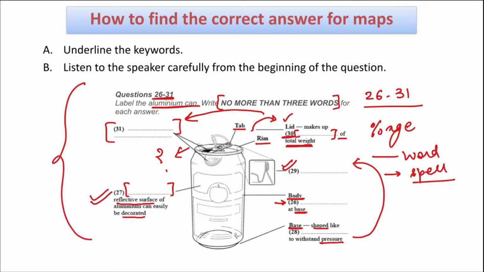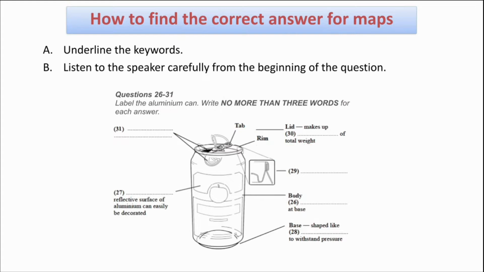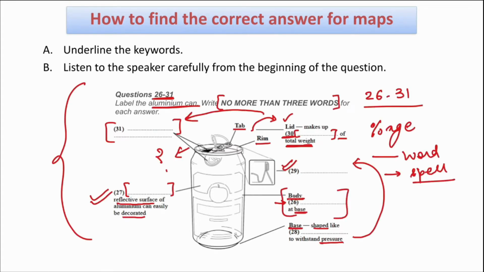I have taken a lot of time to make you understand how you will mark the keywords, but for you, only 30 seconds will be provided before the map finding. So you need to mark the keywords very fast and then listen to the audio according to the keywords you have marked from the 26th question to the 31st question.